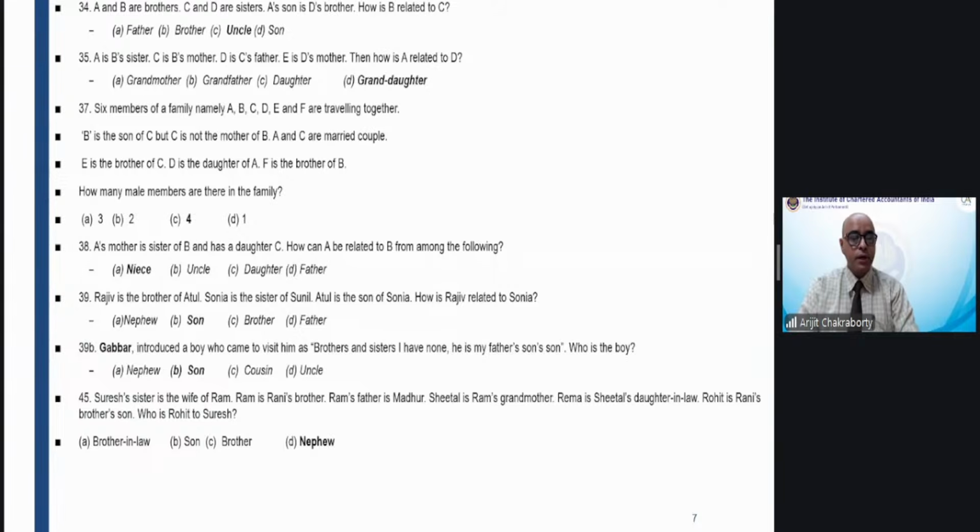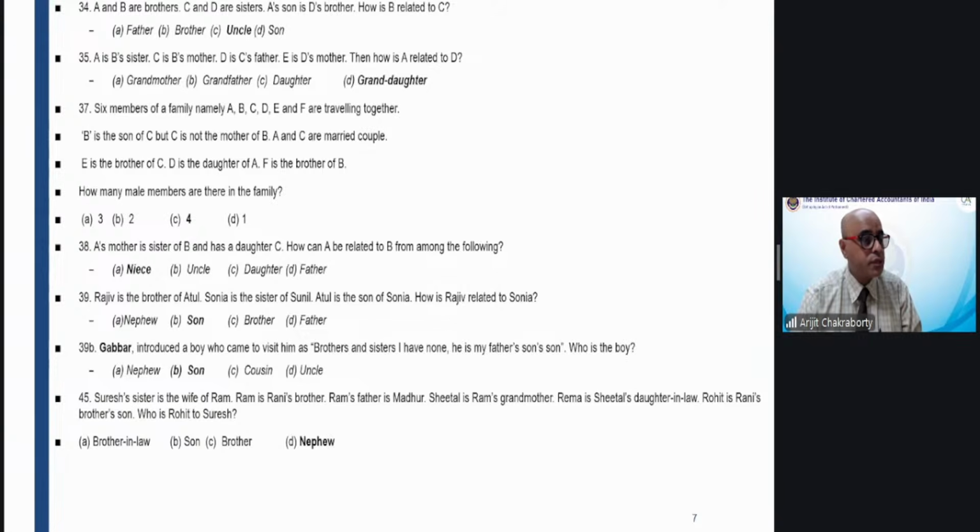Next, it is given Sheetal is Ram's grandmother. That means Sheetal is Madhur's mother. Rima is Sheetal's daughter-in-law. यानी शीतल के बेटे की wife, बहू, daughter-in-law. शीतल's daughter-in-law is Rima. यानी रीमा कौन है? शीतल के बेटे की wife, पत्नी. यानी शीतल's son is Madhur. यानी Madhur's wife is Rima.